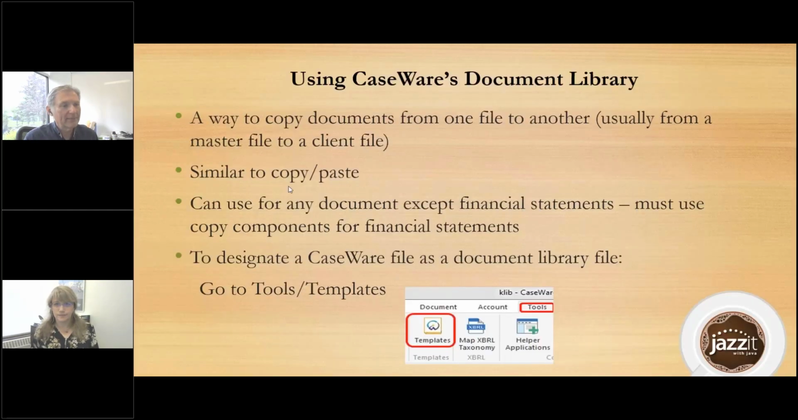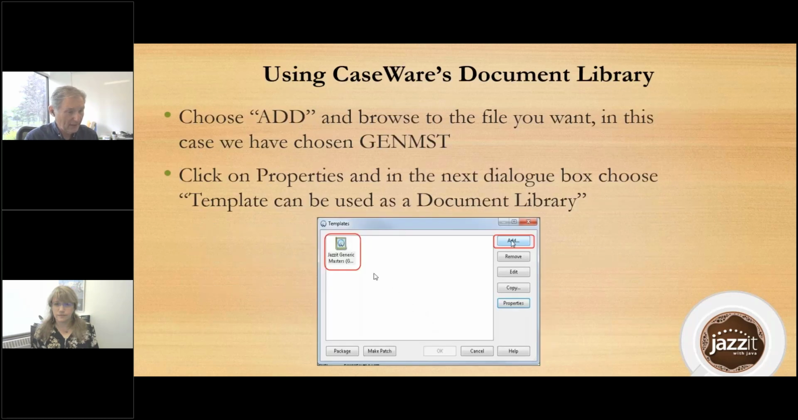Okay, so it is similar to copy and paste. I could have two Casewares open and drag and drop, but I really like how this keeps everything organized. So in this first slide, we went under Tools, we clicked on Template, and we chose the file that we wanted. In our sample here, it's GenMast. We clicked on Add to bring it in here. The key part was to click on Properties and then add that as a template available for the document library. Then we were able to just click the drop down and quickly access that set of documents.